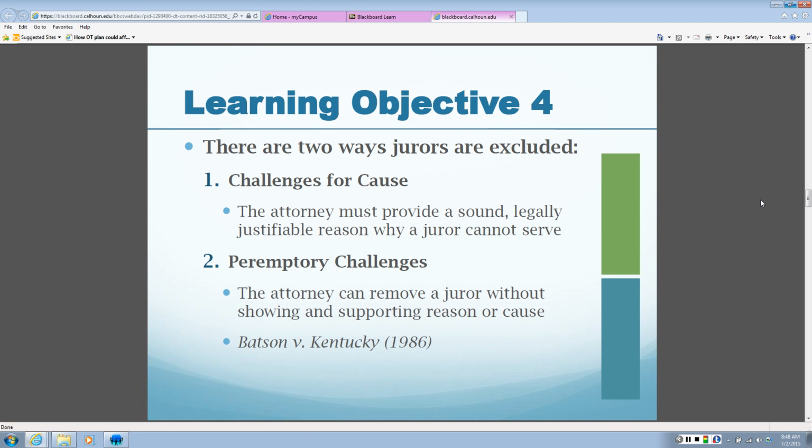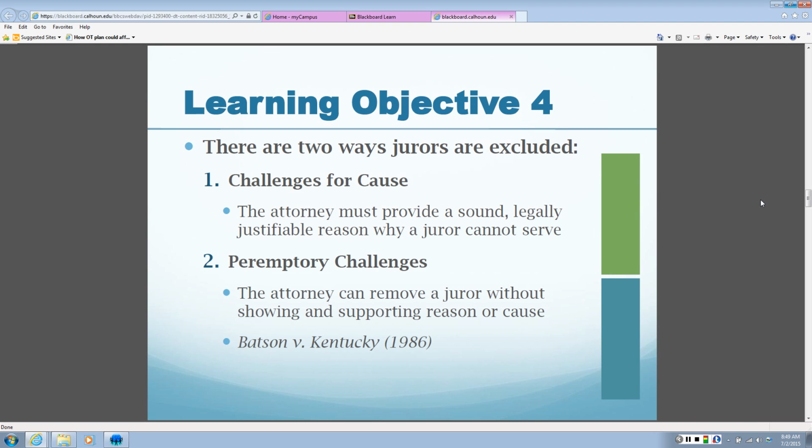This is when the attorney provides a sound, legally justifiable reason why a potential juror should not or cannot serve on the jury. If you know the defendant, you know the prosecutor, you have a conflict of interest, or you're a convicted felon, or whatever, each side gets an unlimited number of these challenges for cause. And they do have to provide a reason why that person is challenged. And then it's up to the judge to agree with that reason and then exclude that juror.